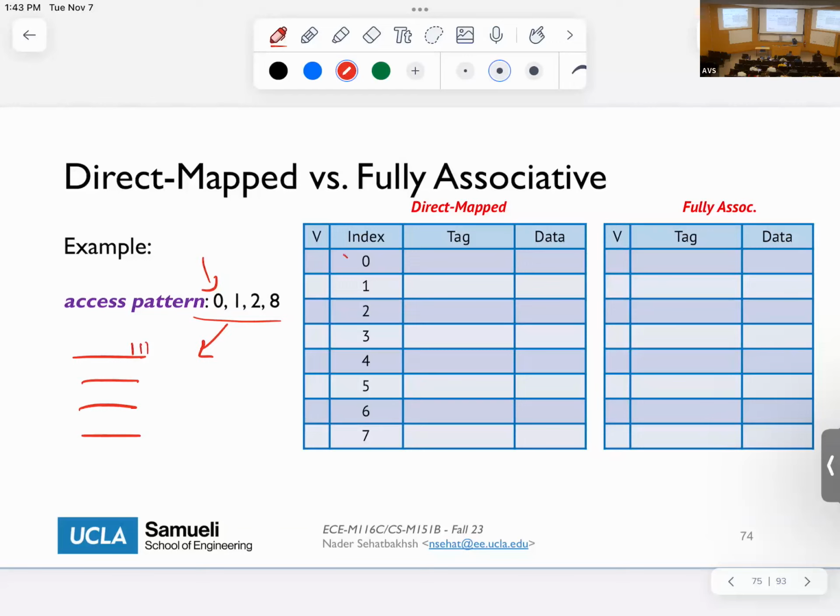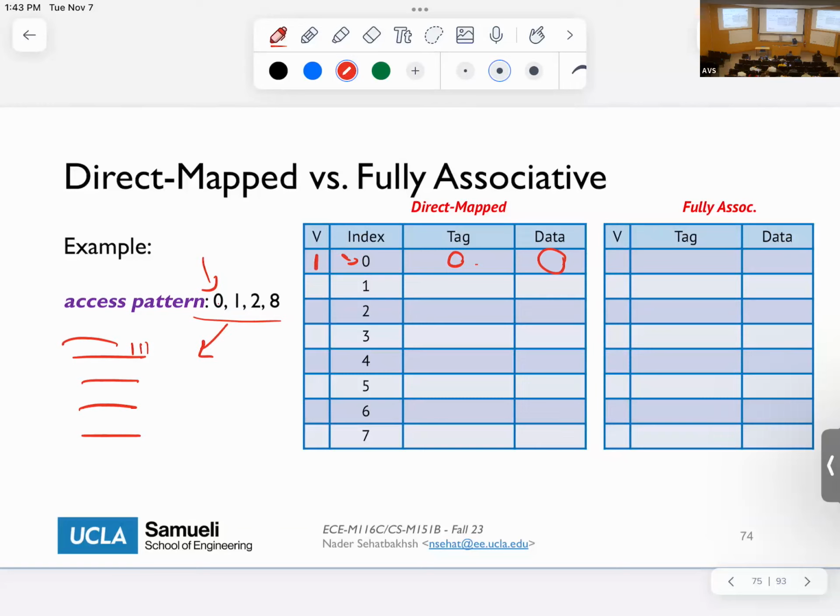And that's where you're going to decide which index this goes, okay? So for example, for 0, 0, this goes here. The tag for 0, 0 is the other 5 bits, which would be 0. And of course, the data would be something here, okay? And the valid bit becomes 1.